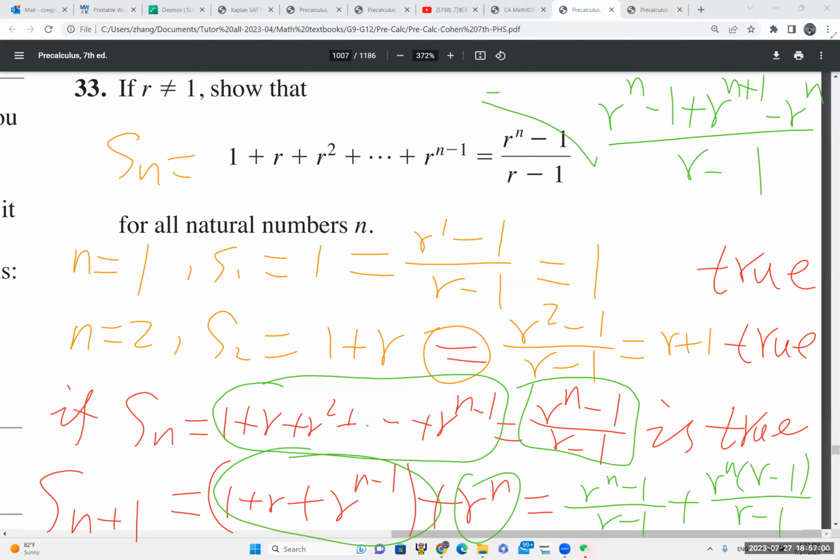Then this goes to (r^(n+1) minus 1) over (r minus 1), which is just what we call S_(n+1). Anyway, that means this statement is true, right? Then finally, the topic of this section, mathematical induction. By this kind of induction, we say this statement is true. Then please take a screenshot.